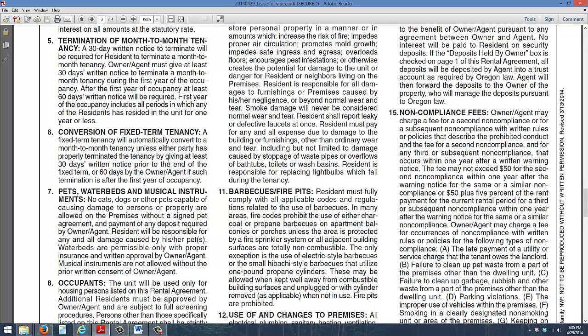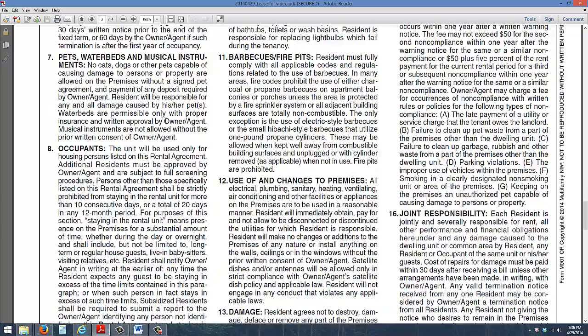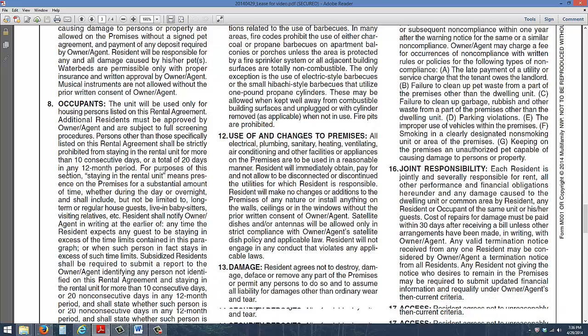Over here in section 7, we talk about pets, waterbeds, and musical instruments. Again, this is going to give you information about not having pets without permission. Waterbeds will require additional insurance, and if you have any musical instruments, that will require approval from us. In many cases, we're okay with musical instruments as long as they're not causing problems with neighbors.